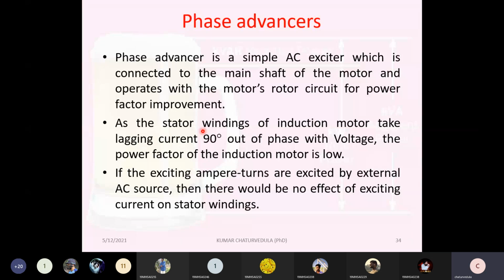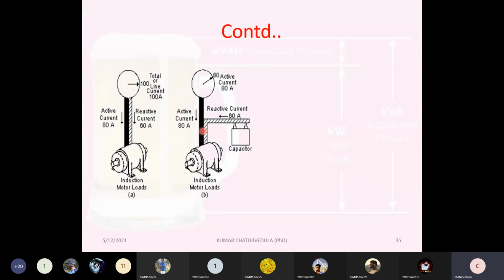So we are trying to include those in terms of running condition. That is what is happening here. Now this is the basic induction motor. Here I have taken one image. Here you see the total line current is going to be 100 amps. Both the active component and the reactive component of current pass to the induction motor load. At starting both are coming, we assume like this: active component of current is 80 amps, reactive component is 60 amps.